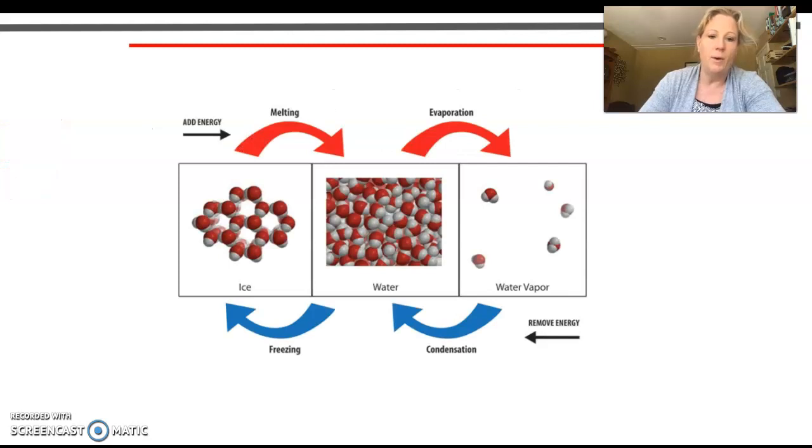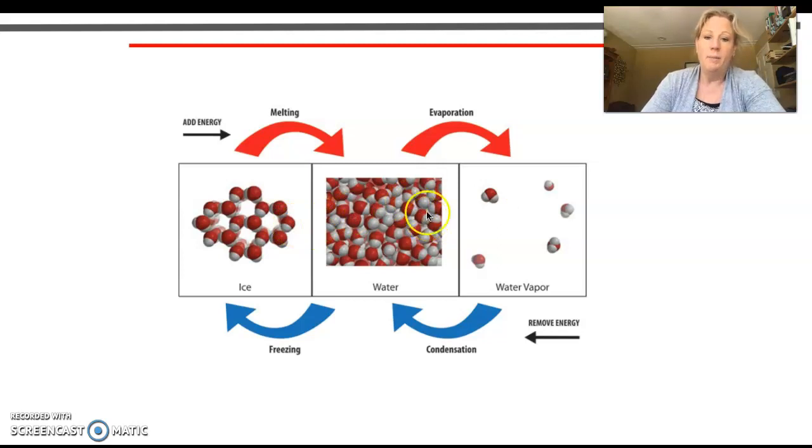So you watched the video with Tyler DeWitt, and this is just kind of showing you those IMFs. So ice, remember, it kind of forms that hexagon shape. The IMFs have to be broken in order for you to be able to form liquid water. And the IMFs of the liquid water have to be broken in order to form water vapor or gas.